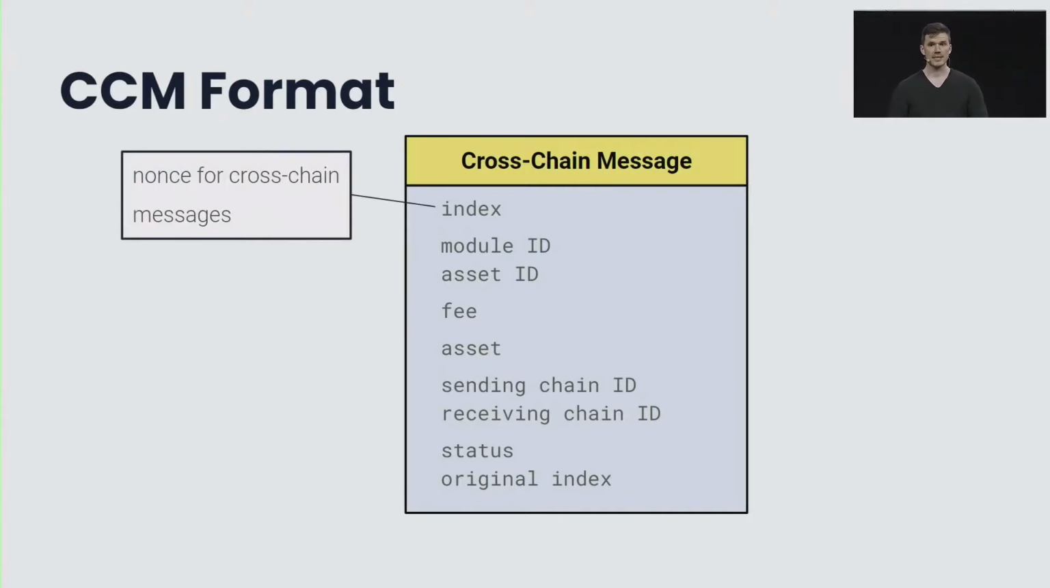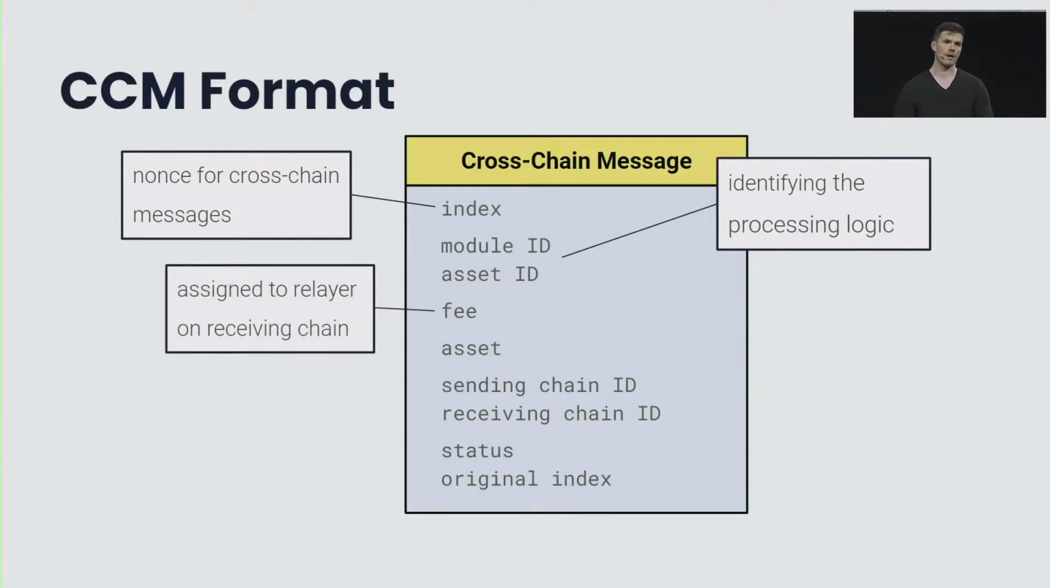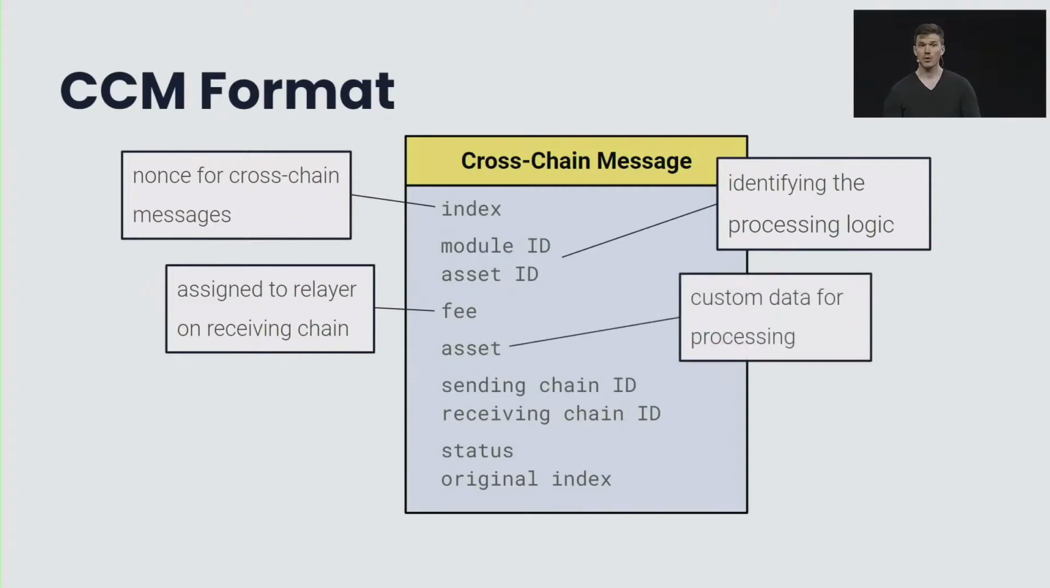We have an index, which is similar to the nonce on a transaction, and this is used to guarantee uniqueness of the cross-chain message. This avoids cross-chain replays, for example. We have a pair of module ID and asset ID, which identifies which module this message belongs to, and also identifies the processing logic needed to apply the message. We have a fee. This fee will be assigned on the receiving chain to the relayer, and we have an asset, where you store custom data used by the module for the processing. And so far, those 5 properties are also present in transactions.